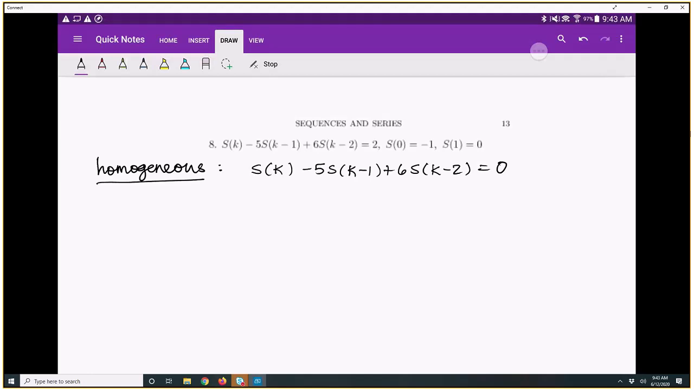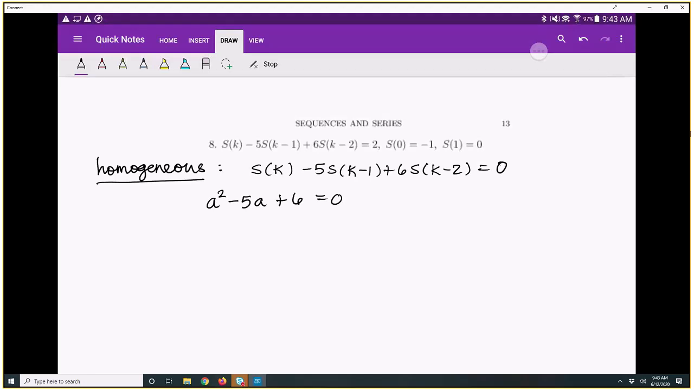And we'll find the characteristic equation in the same way that we did in the first example. Since we know the pattern, I'm just going to go ahead and say that it's going to be a squared minus 5a plus 6 equals 0. I'm just taking these coefficients 1, negative 5, and positive 6. Because k minus 2 is my lowest term, I know that it's a quadratic equation.